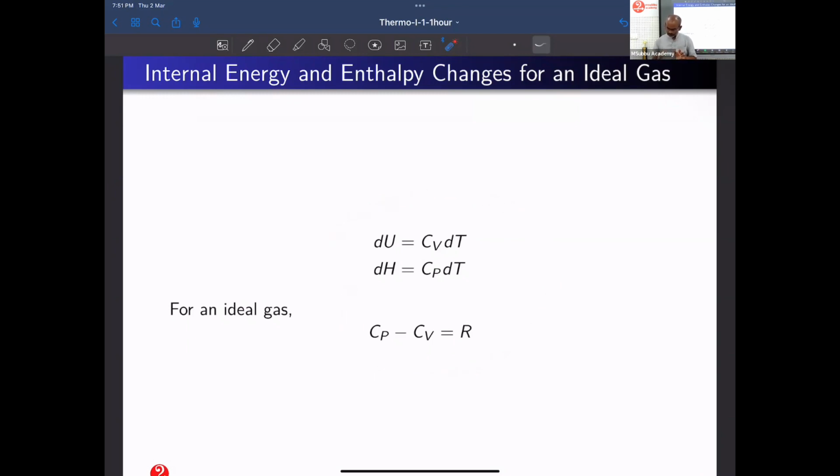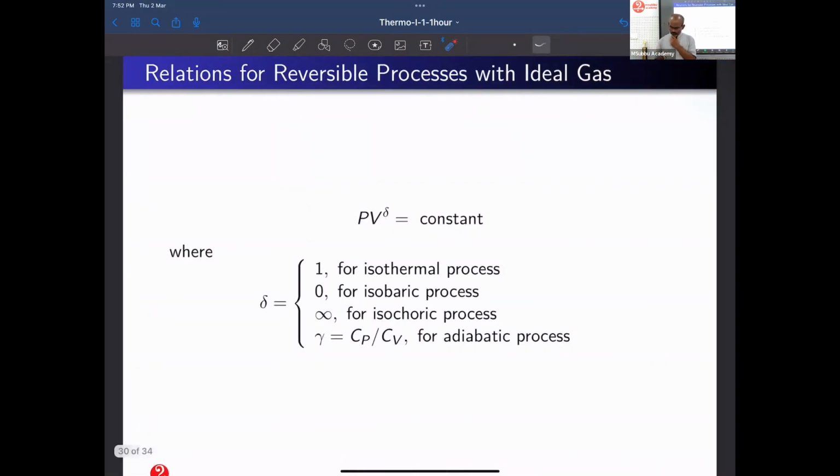For an ideal gas, dU is simply given by Cv dT, and dH is given by Cp dT. Otherwise, this is heat addition at constant volume, and heat addition at constant pressure. dU corresponds to heat addition at constant volume, dH corresponds to heat addition at constant pressure. Of course, we already said Cp minus Cv equals R for an ideal gas. Only for an ideal gas, the specific heat at constant pressure is higher than the specific heat at constant volume. The difference is simply the universal gas constant. So as I said, we can write these relations for various processes with ideal gas.